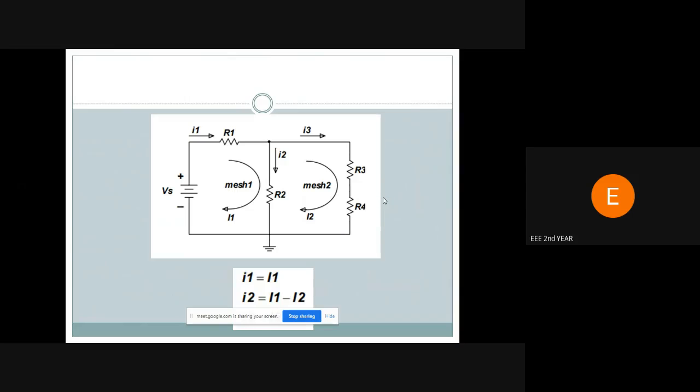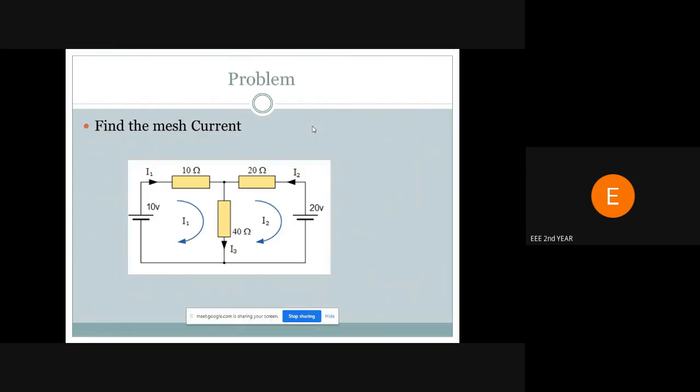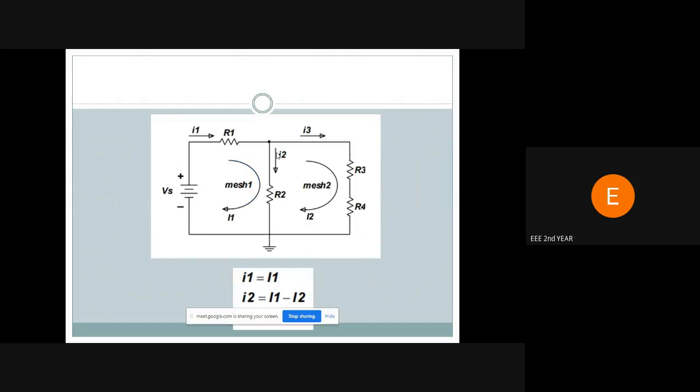Okay, based on that, see here. Here I1 is flowing, in this case I2, and this way is I3. So I1 is equal to mesh current I1, whereas I2 is equal to I2 minus I1. Sorry, for I2 you can write I1 minus I2, and I3 is equal to nothing but I2.